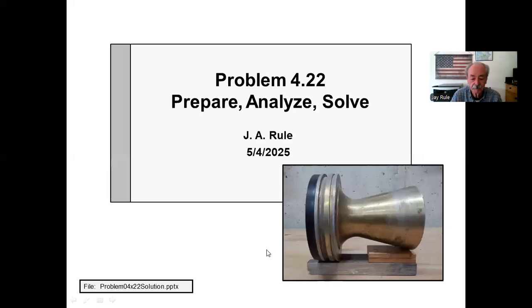This is going to be problem 4.22 in your textbook. And it has to do with analyzing the flow through a nozzle. And here's a picture of a real world nozzle. This is a Sidewinder missile rocket nozzle.